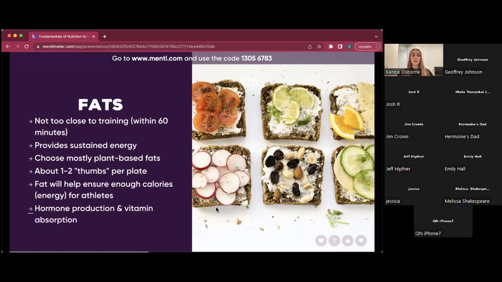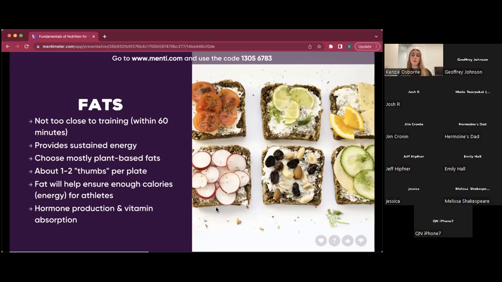Again, fat's going to help ensure enough calories for athletes. It's also important for hormone production and vitamin absorption. So especially when we're talking about growing athletes, when their hormones are changing, their hormones are developing, fat is an essential part of hormone production and making sure that those are being produced in a healthy manner.